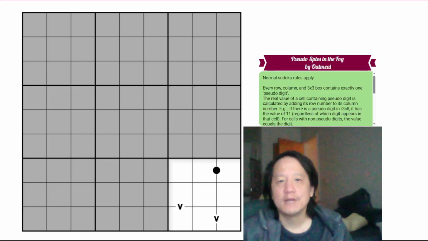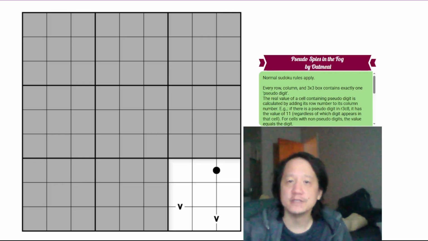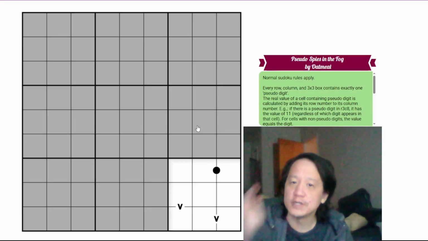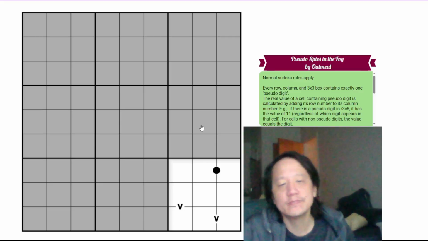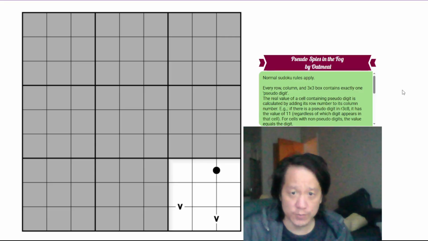Hello everyone, I'm Frank and welcome to Learn How to Sudoku, where we take a very easy variant Sudoku puzzle and we break it down in detail so that you can learn how to Sudoku. Today's very easy puzzle is called Pseudo Spies in the Fog by Oatmeal. And here are the rules.